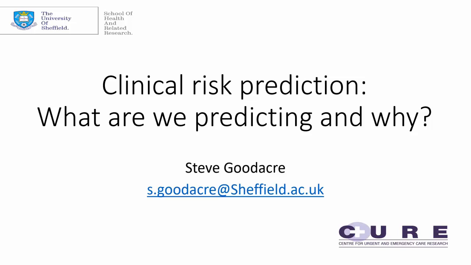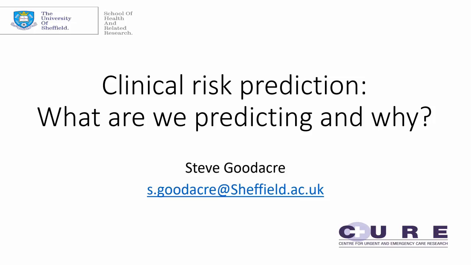I'm going to be talking about clinical risk prediction and asking what are we predicting and why. So clinical risk prediction is where we gather basic information about patients from their patient history, from their examination, maybe some simple tests, and then we use that information to try and predict whether they will have a particular diagnosis or whether they will develop an adverse outcome or whether they will respond to treatment.